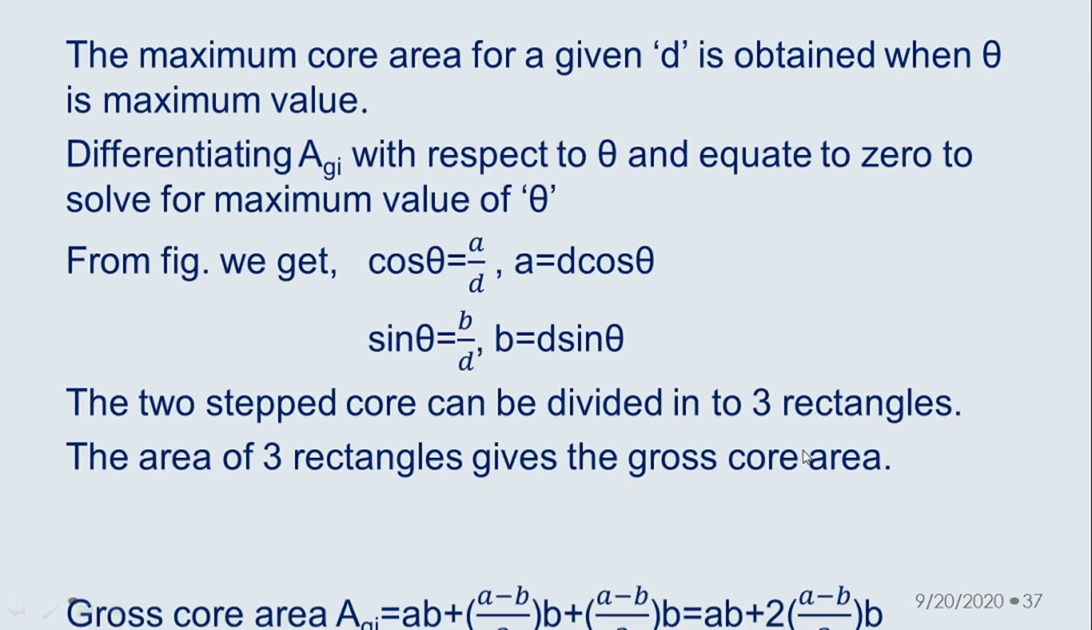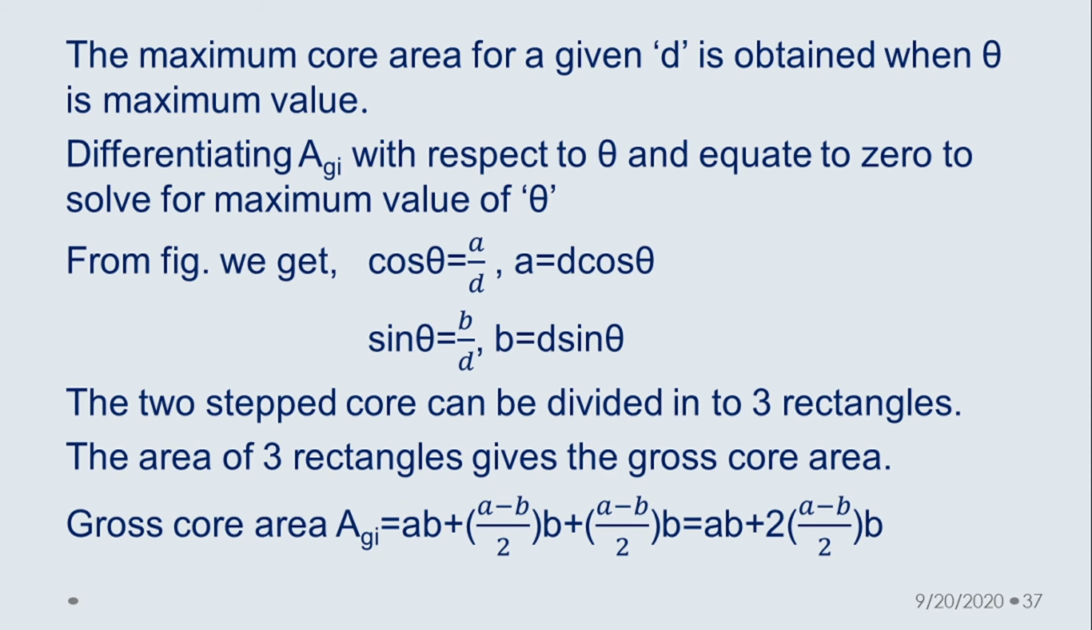So you can write it as (A minus B)/2 into B plus (A minus B)/2 into B. So that is the total gross core area. So two rectangular areas we can divide: this is a big rectangular area, this is a small upper rectangular area, and a lower one, the same, (A minus B)/2 into B plus (A minus B)/2 into B.